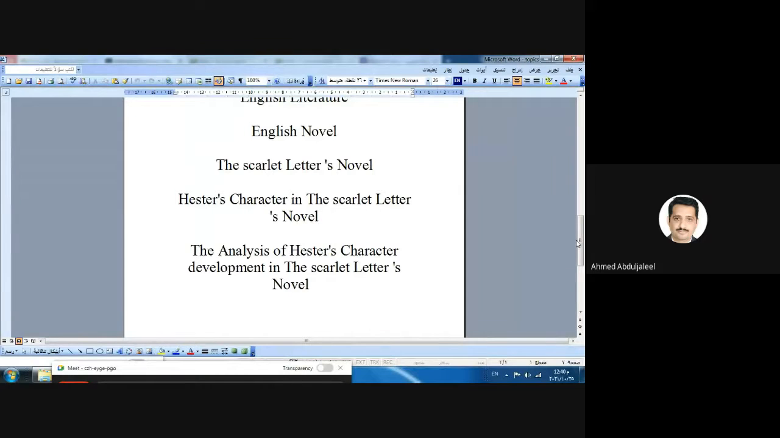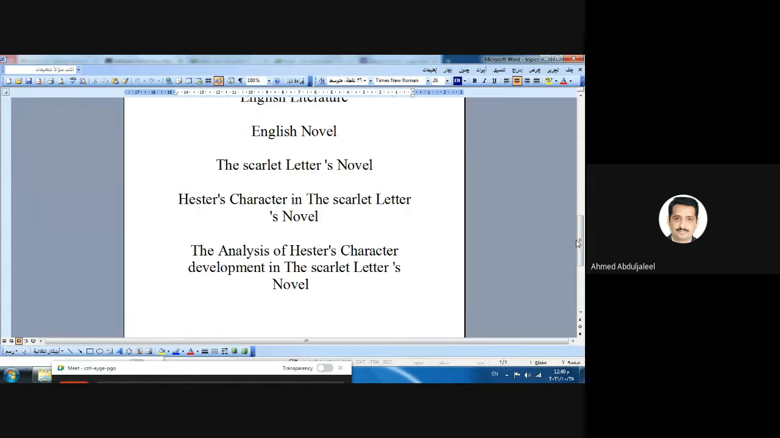Here in this case, we are specifying what we are going to study in this character. We are going to study the development of this character, for example, when she is good and changes to be bad, or vice versa. So here we are going to specify our study to the analysis of this character according to the development of the novel itself.